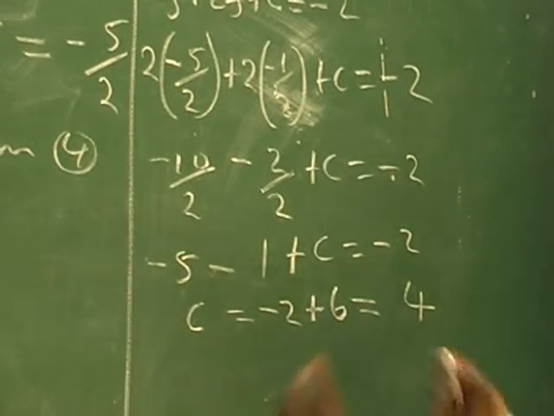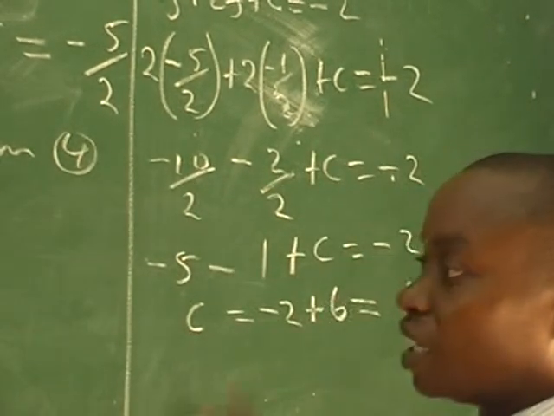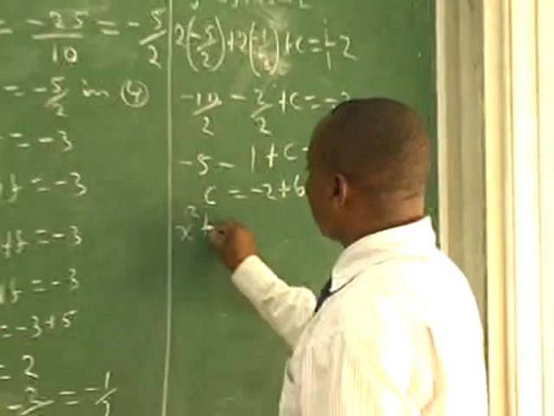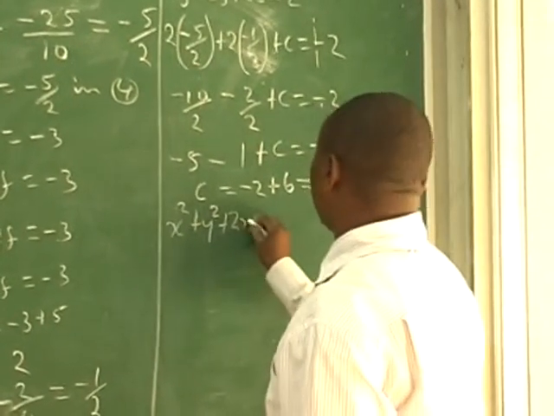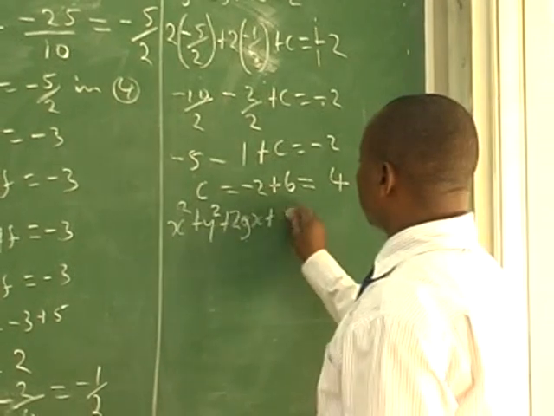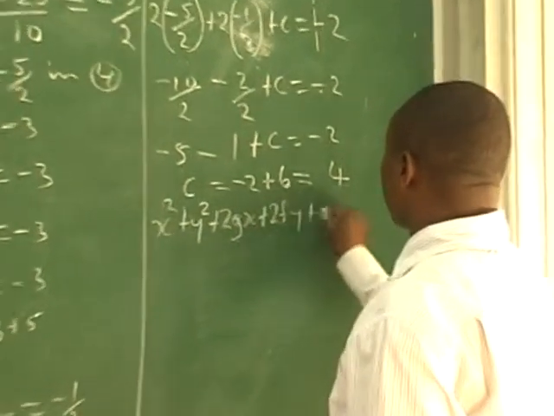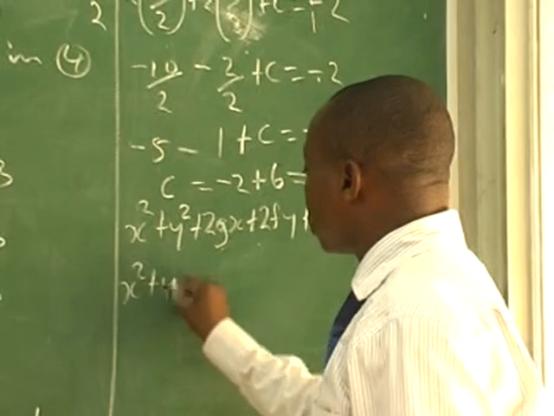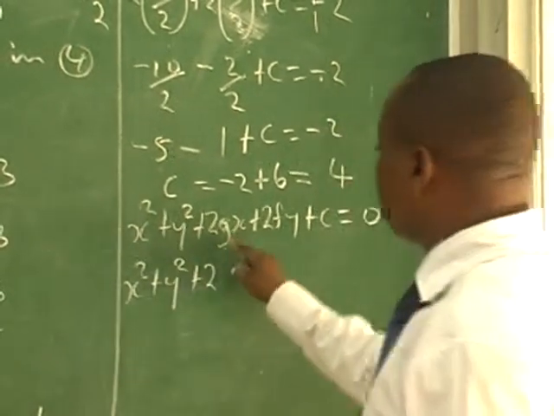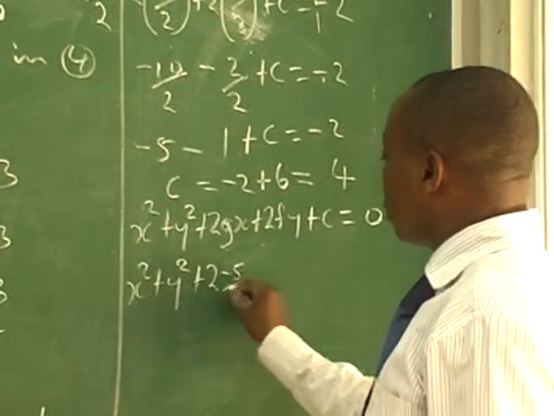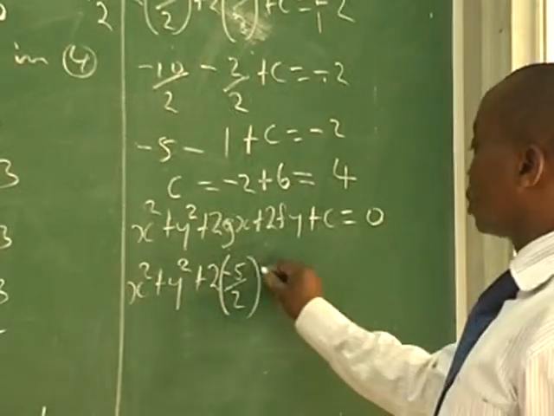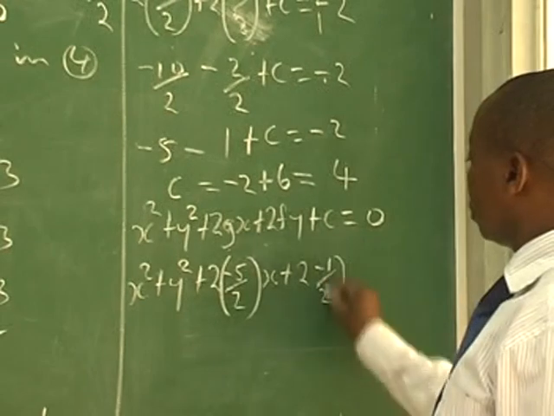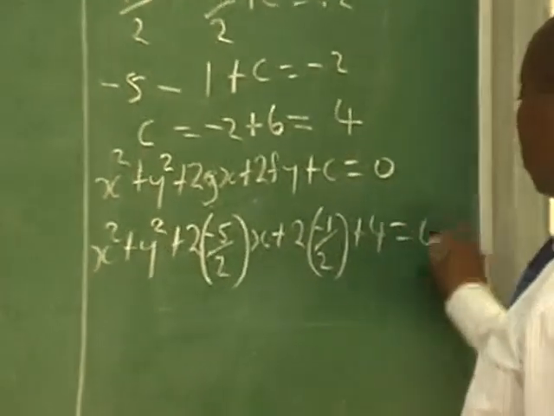Now if we put all these values in the equation of the circle, we can now bring out the equation. Look at the equation of the circle in general form is x squared plus y squared plus 2gx plus 2fy plus c is equal to 0. So we now fix the values. We have x squared plus y squared plus 2g, g is what? Minus 5 all over 2, x plus 2f, f is minus 1 all over 2, plus c, which is 4, is equal to 0.